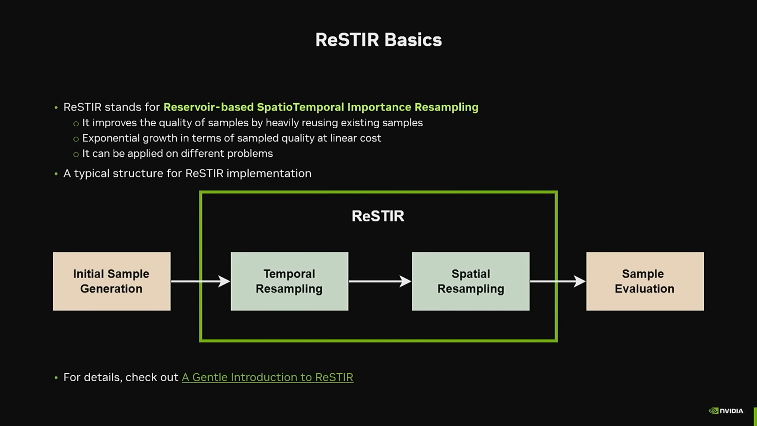Then we pack the sample and PDF together in the data structure we call reservoir. Along with last frame's reservoir, we merge them together with resampled importance sampling in this pass called temporal resampling. The output reservoir is going to be further merged with its neighbor pixels' reservoir in the spatial resampling pass. And then finally, we feed the reservoir to the sample evaluation pass, where we do the Monte Carlo evaluation at the end of the day.